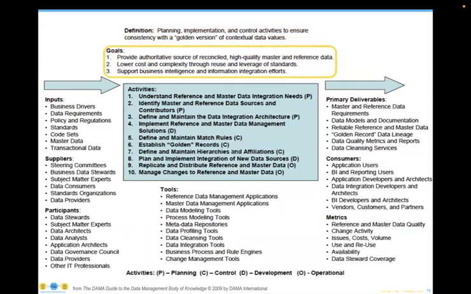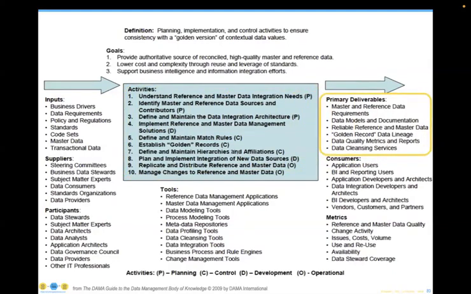So what are the goals? To provide an authoritative source of reconciled, high-quality master and reference data, lower cost and complexity through reuse and standardization, and support whatever types of consumption and exploitation efforts you need to have. What are the inputs? We've got business drivers, et cetera. We've got suppliers, we've got participants. All of those things are critically important. What do they do? Well, 10 key activities. I won't bother to read them to you, but again, you can work through these various bits and pieces on your own.